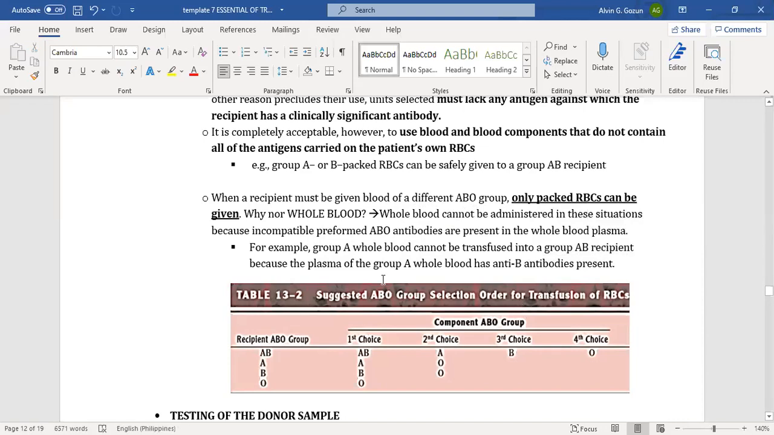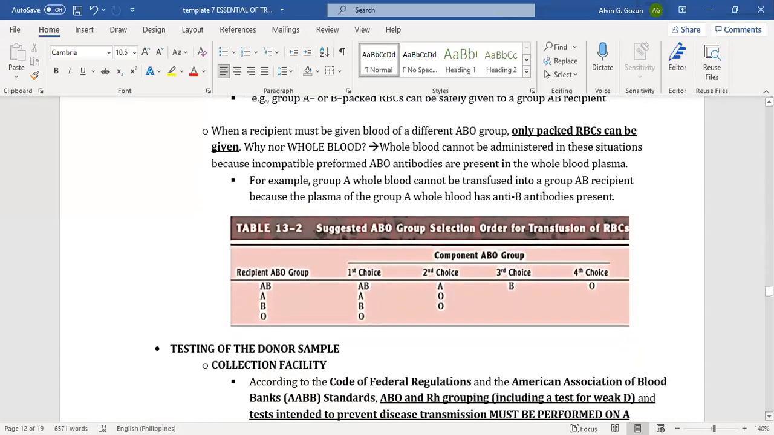Naintindihan? So sabi dito, suggested ABO group selection order for transfusion of RBCs. So tandaan nyo to, kung ang recipient, kunyari ikaw recipient ka or ikaw yung patient, blood type AB ka, the first choice should be ABO group specific. Siyempre AB. Second choice A, third choice B, and fourth choice lang ang O. Tandaan nyo yan. Blood type A ka, first choice of course A, second choice is O. Blood type B ka, first choice B, second choice O. And blood type O ka, syempre O lang.